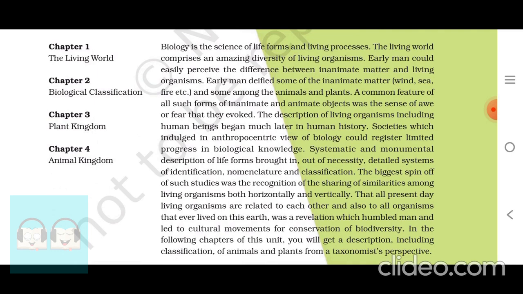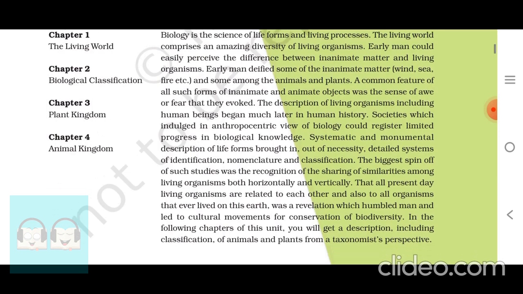Systematic and monumental description of life forms brought in, out of necessity, detailed systems of identification, nomenclature, and classification. The biggest spin-off of such studies was the recognition of the sharing of similarities among living organisms, both horizontally and vertically. That all present-day living organisms are related to each other and also to all organisms that ever lived on this earth was a revelation which humbled man and led to cultural movements for conservation of biodiversity.